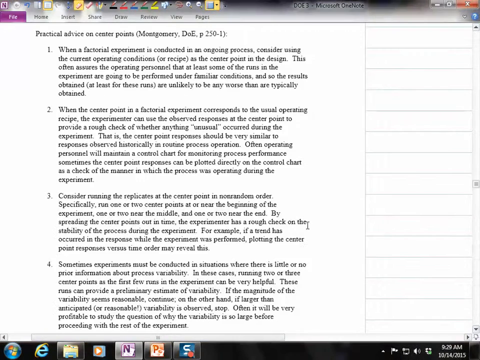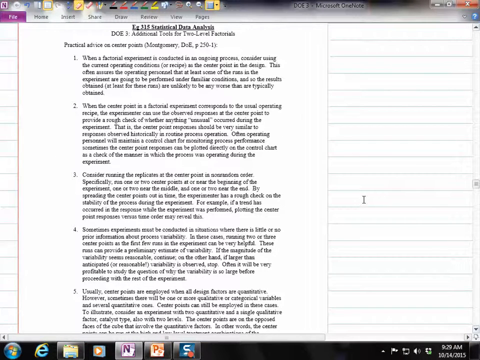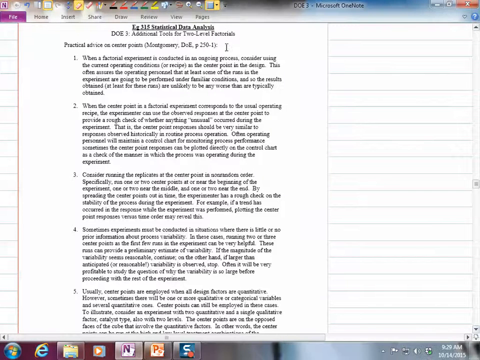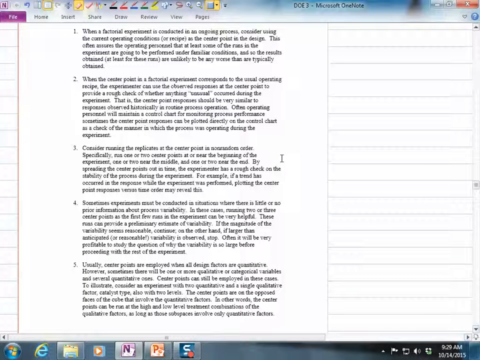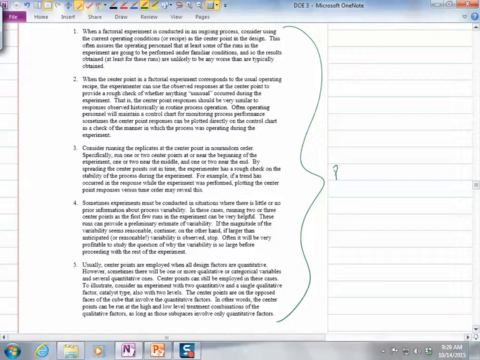Here is some really good practical advice for running center points. You can read through those at your leisure. I put those in here for your reference for the future. In your project, we might be talking about this stuff when you start going on your project and actually have to decide how many center points am I going to run, when am I going to run them, those kinds of things. So all this stuff is real world stuff, and since your project is going to be a real world project, read through that for the project.